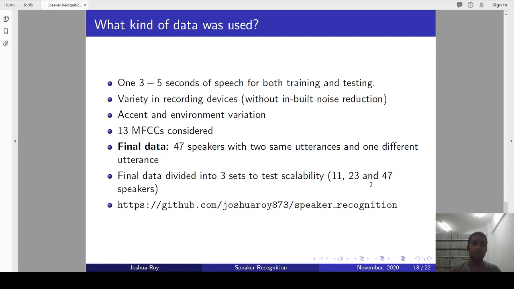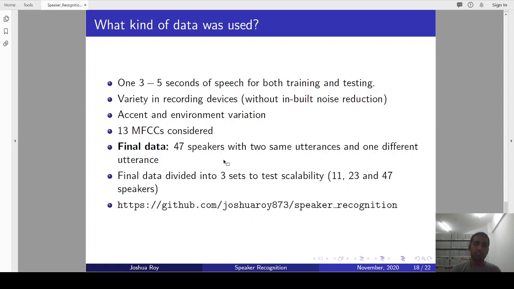We wanted to find robustness in the presence of noise, so we had to consider systems which had no inbuilt noise reduction. We asked friends from various parts of India. There were various accents: North Indian, Northeast Indian, and South Indian. And the environment was completely random. We did not choose clean signals. While all the literature on speaker recognition uses clean signals, we considered a random environment.